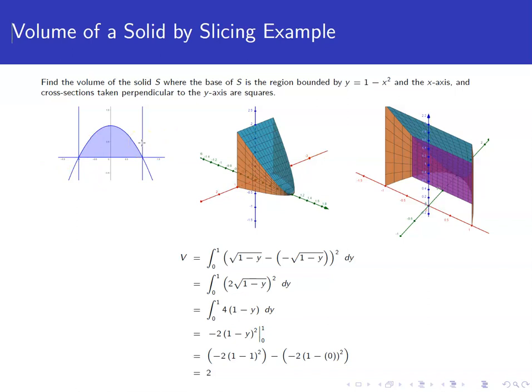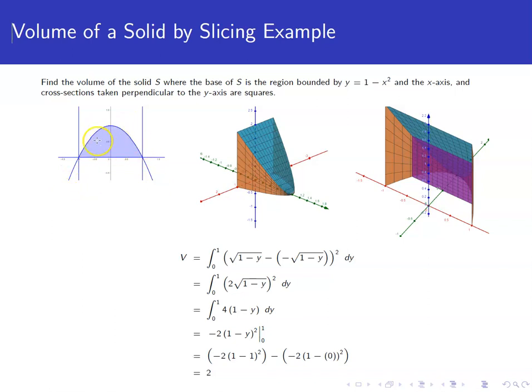Since we're slicing perpendicular to the y-axis, we have to integrate with respect to y. If we're integrating with respect to y, we need functions of y. So the first thing I'm doing is solving our right curve and our left curve in terms of y. To solve for x, you would subtract y, add x squared, and take the square root. When we take the square root, we get a plus or a minus. The right-hand side would be your positive root 1 minus y, and your left-hand side would be your negative root 1 minus y.